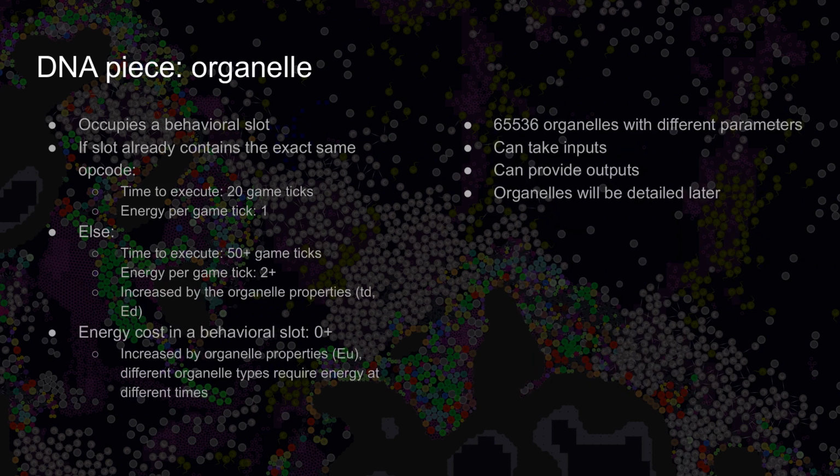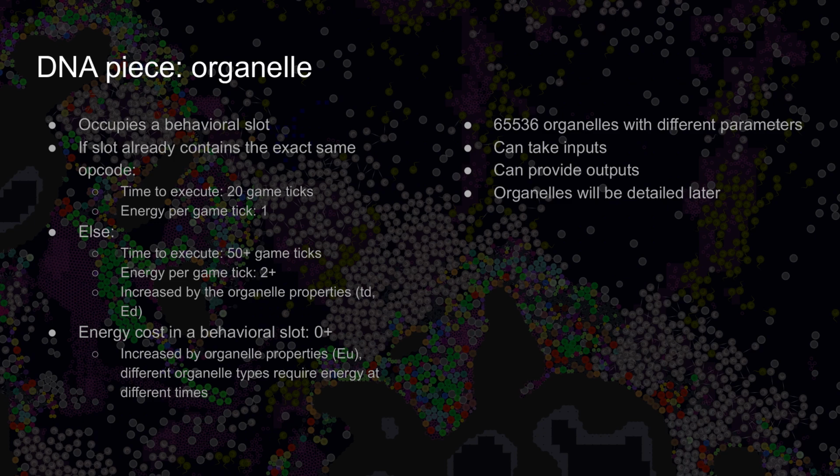The next type of DNA piece is organelle. This is also a behavior slot opcode with the same time and energy cost as math and sequence. Additional time and energy may be necessary. Each organelle adds its cost to the execution cost. Each organelle can add to the DNA execution time and energy cost and set energy usage in a behavior slot.